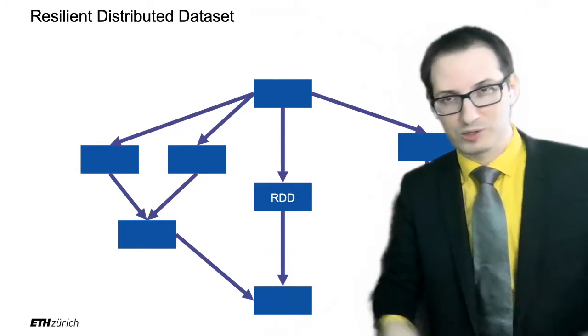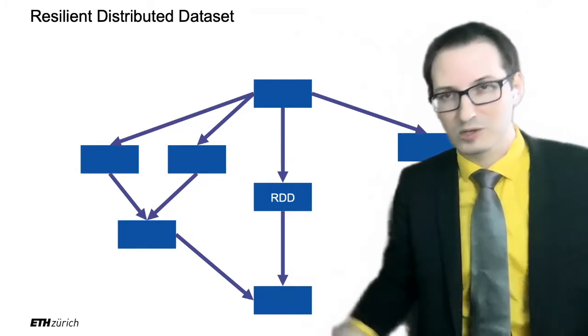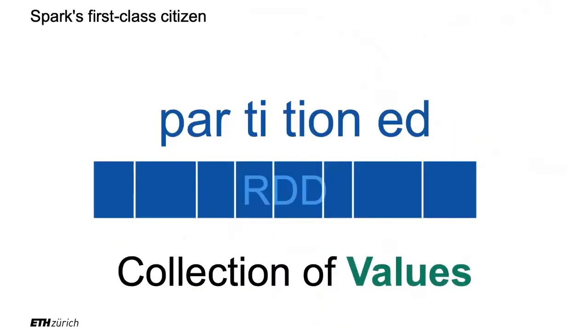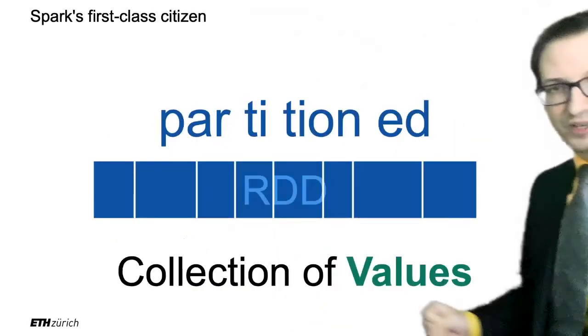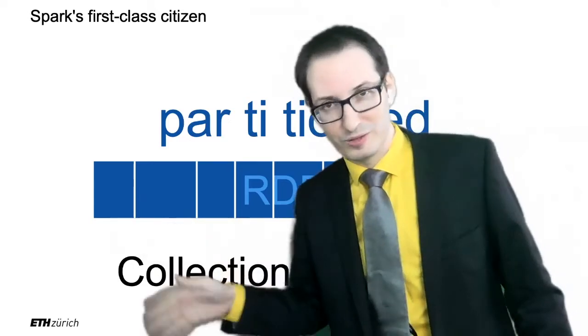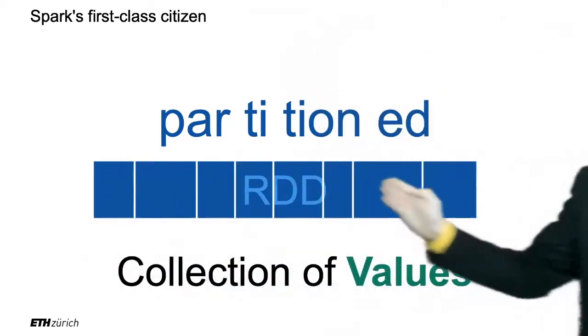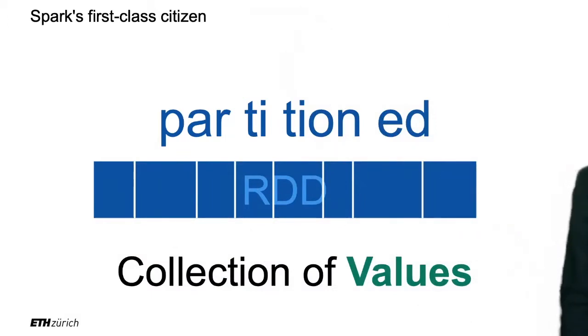It can be a collection of JSON objects, a collection of strings, a collection of XML nodes as well. So anything you want, right? So it's a partitioned collection of values because this can be very big. It can even be dozens of terabytes, hundreds of terabytes, but it's partitioned and distributed over your cluster in your data center.